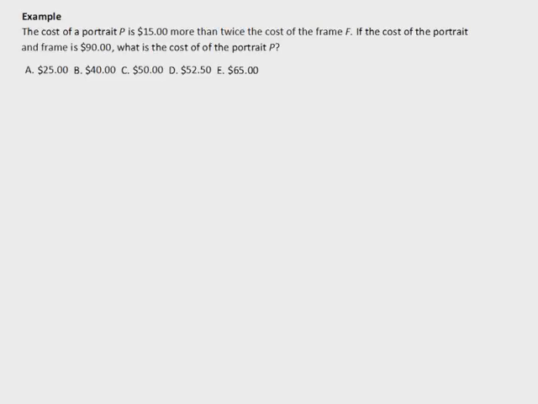The cost of a portrait P is $15 more than twice the cost of frame F. So let the cost of frame F be F. Twice the cost of frame F would be 2F. And it's 15 more, so I add 15 to make it 15 more than 2F. And that is the cost of portrait P. So P is equal to 2F plus 15.